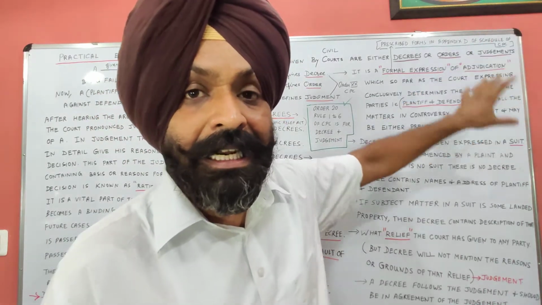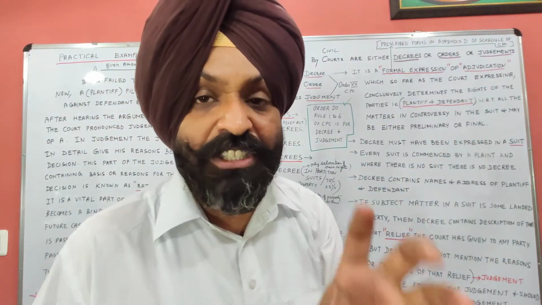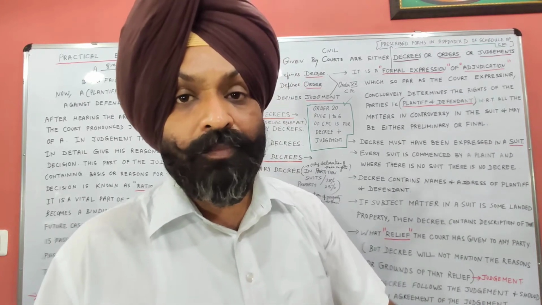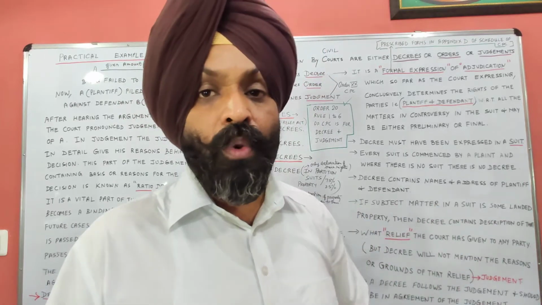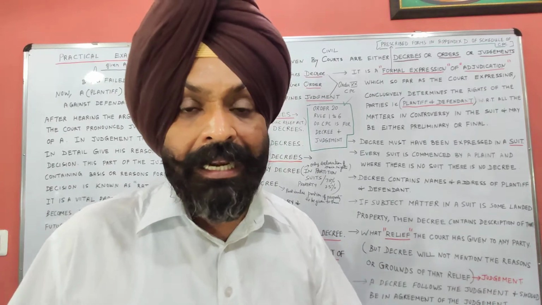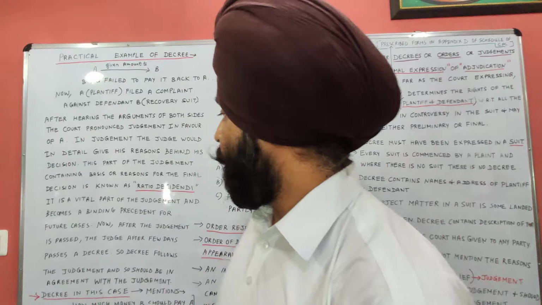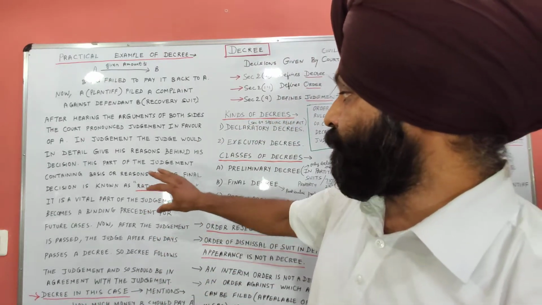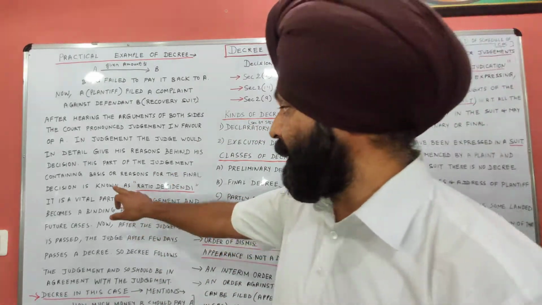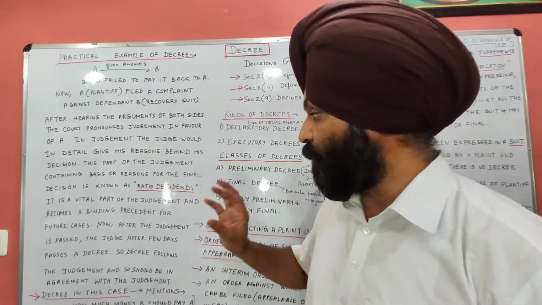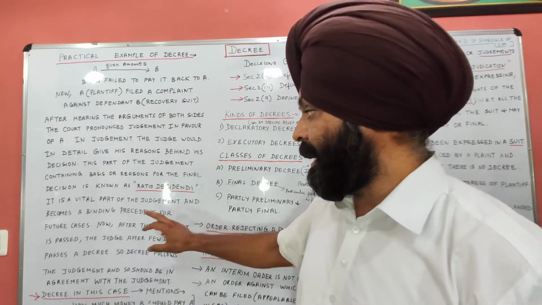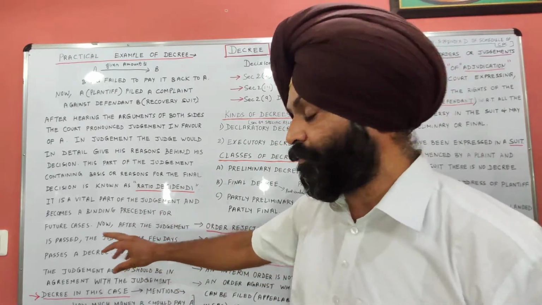Already the judge adjudicates the matter in a judgment in a detailed manner, and after adducing the evidence, after putting his own views, the judgment may contain two things: operative dicta and ratio decidendi. Ratio decidendi means, here is ratio decidendi. So the part of the judgment containing the basis or reasons for the final decision is known as ratio decidendi. So it's a very vital part of the judgment and becomes a binding precedent for the future cases.